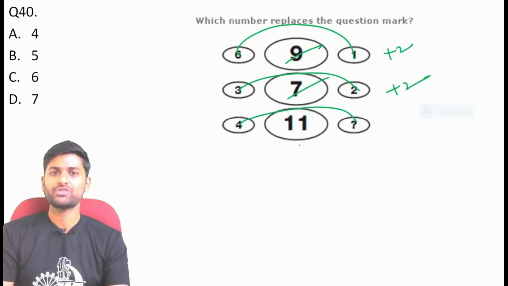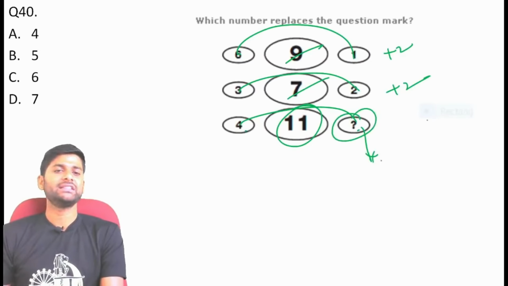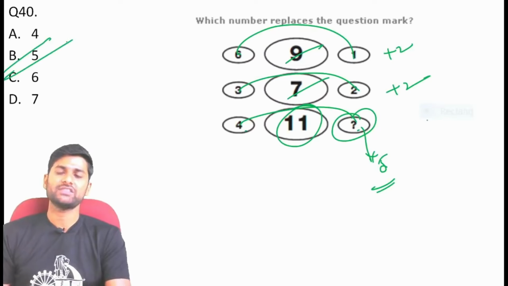We just add again plus 2. The resultant becomes 11. We want 4 plus x plus 2 is equal to 11. 4 plus 2 is equal to 6, and definitely in this number we can replace this with a 5. So 5 is the perfect answer.